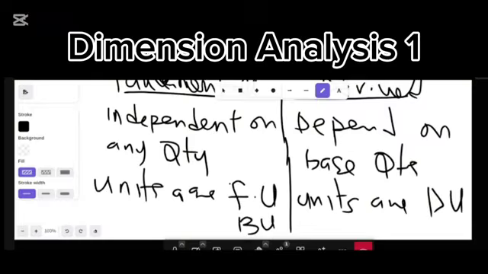So if you know a fundamental quantity, it has a fundamental unit. The alternative name of fundamental quantity is what? Base quantity. Hence, we can be talking about base unit. So base unit is the same thing as fundamental unit, and base quantity is the same thing as fundamental quantity.